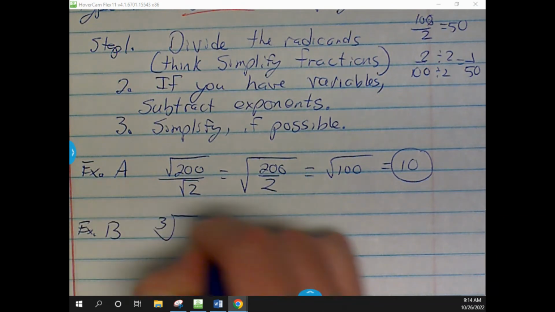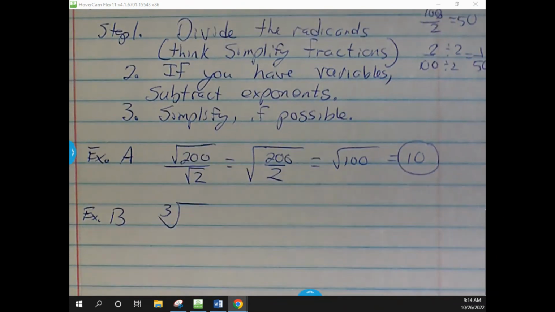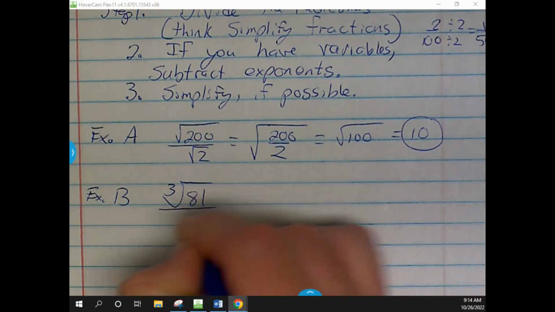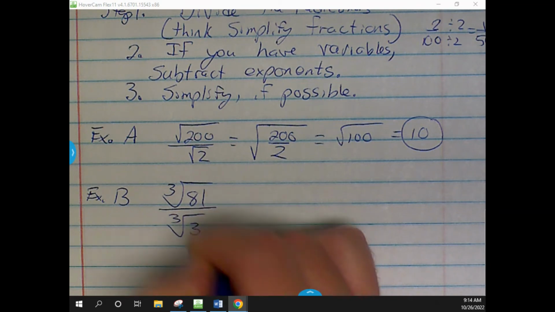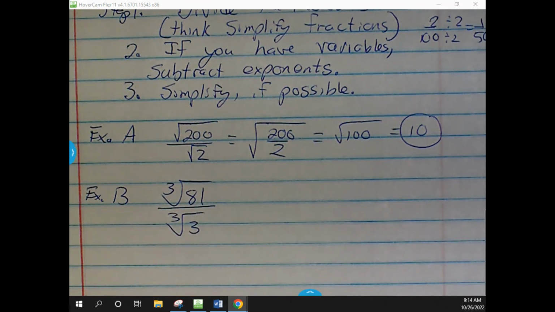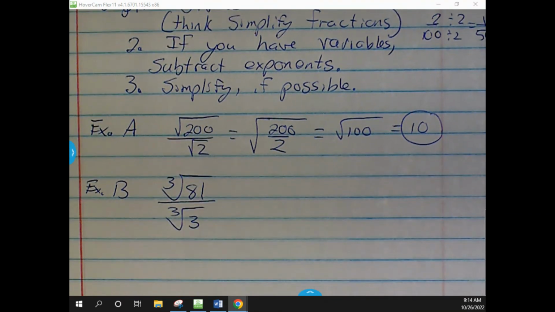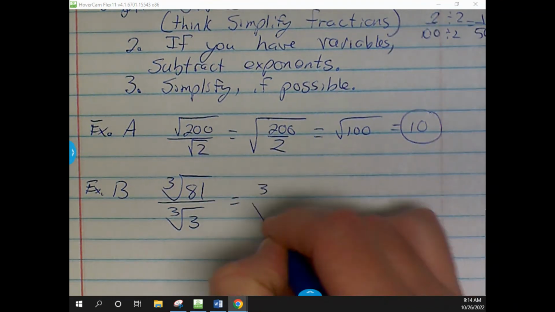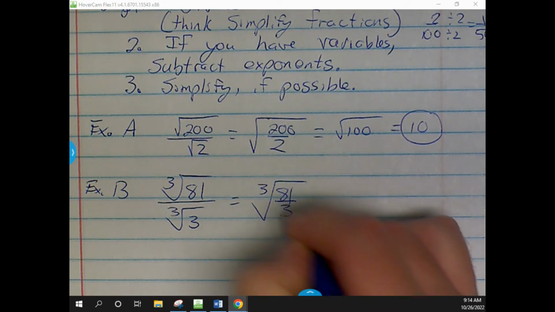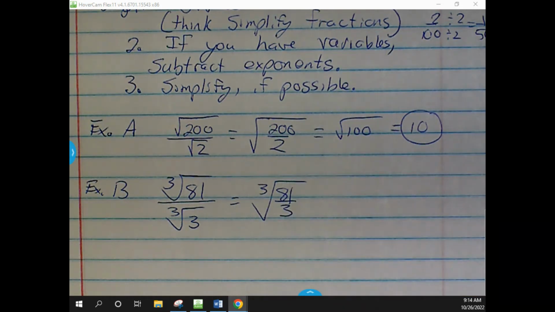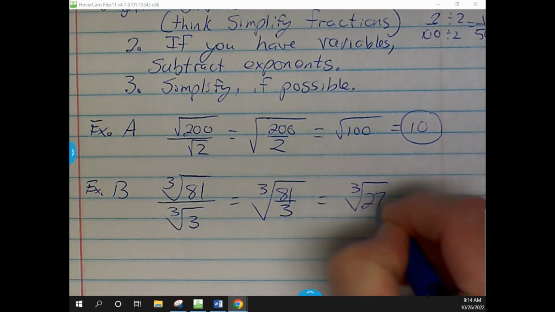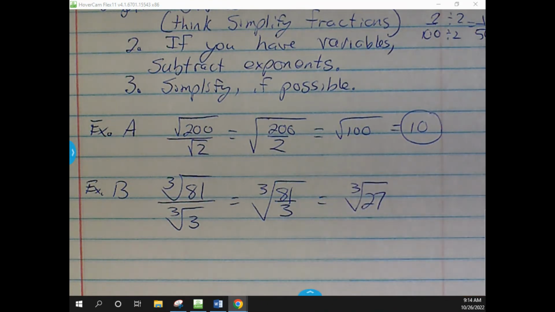All right, let's do a third root here. We haven't done anything third root wise, so let's throw in something where we're not just doing square roots. Let's do third root of 81 divided by third root of 3. Okay, so if you put them together, it's 81 divided by 3.